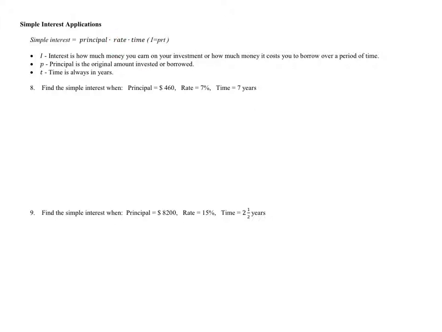Okay, in number 8, we have to find the simple interest when the principal is $460, the rate is 7%, and the time is 7 years. So I'm going to rewrite my I equals PRT, principal times rate times time, and substitute in what is given to me. We're looking for the interest. Our principal is $460. Our rate is 7%.